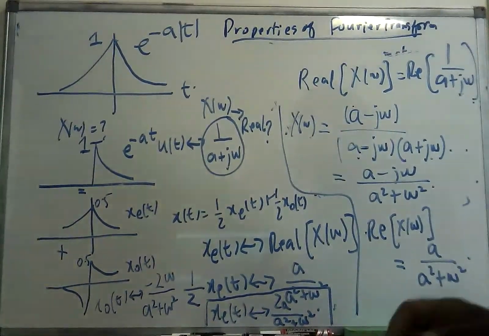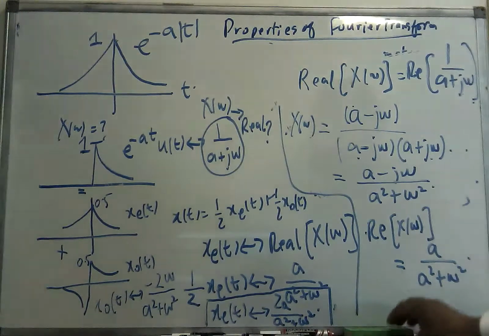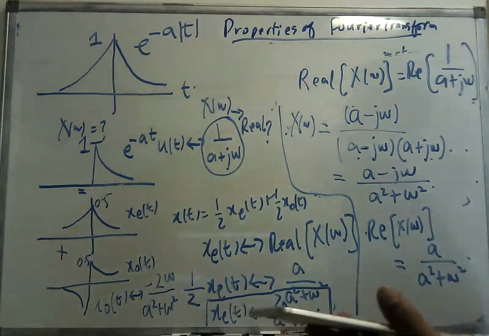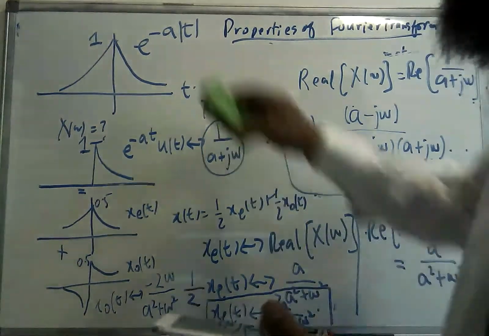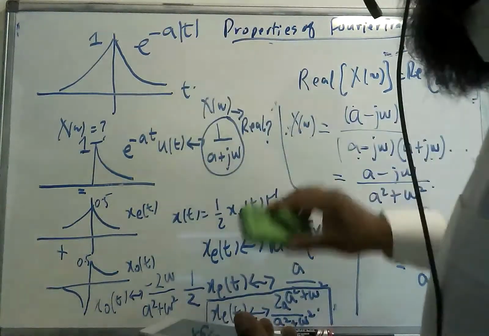Okay, now let us go to the next property, which is the property of time differentiation. So I will just go through the properties. We will not do any examples of this property. So let us look at the property itself. That is my fourth property.